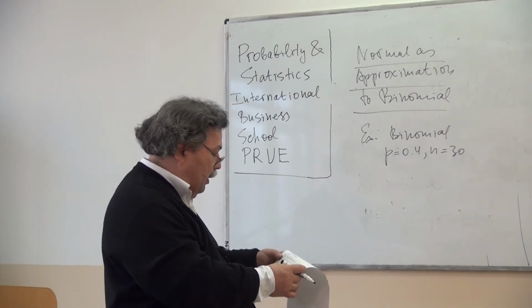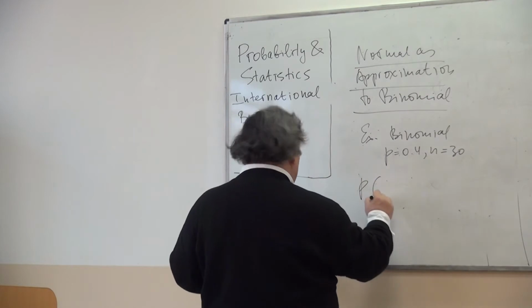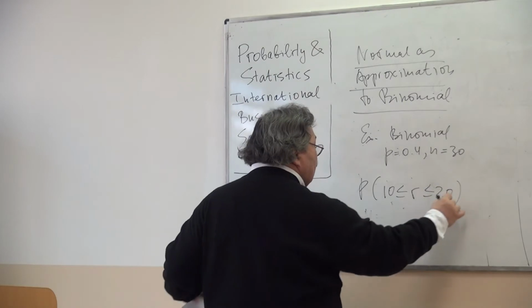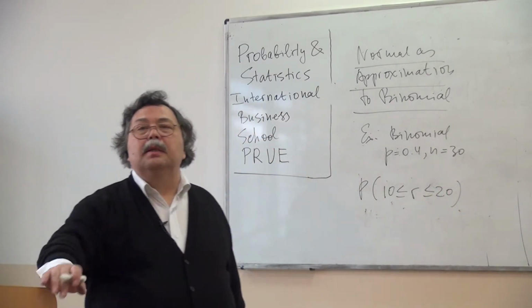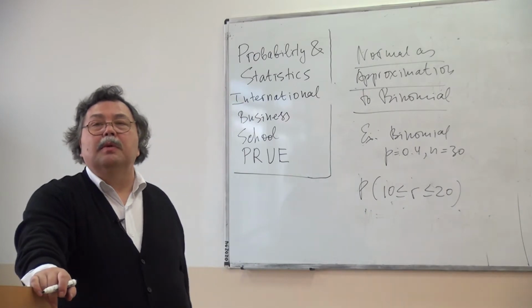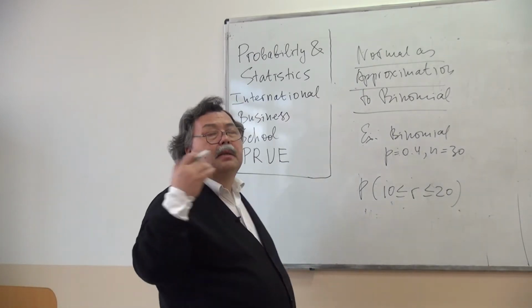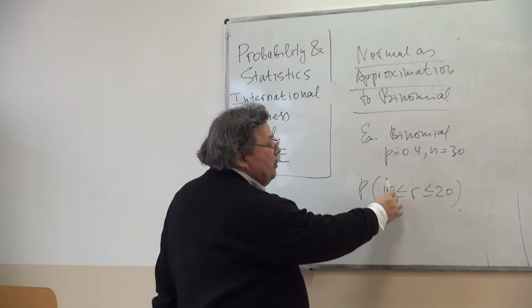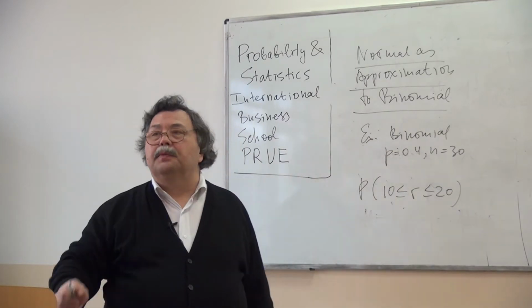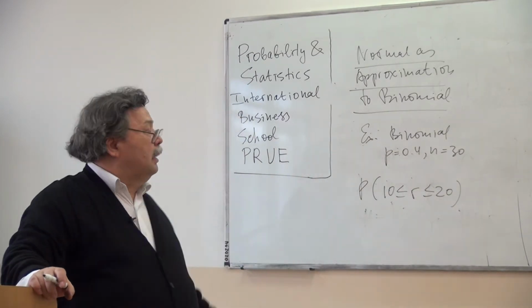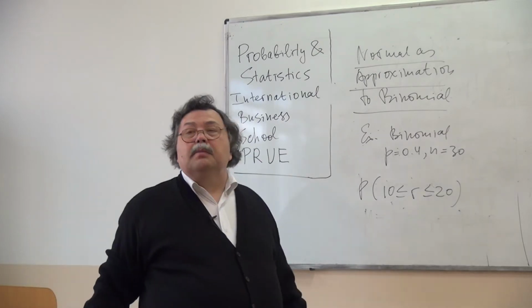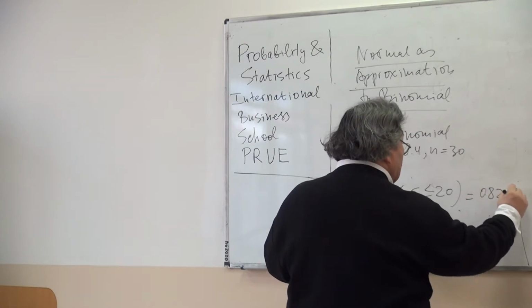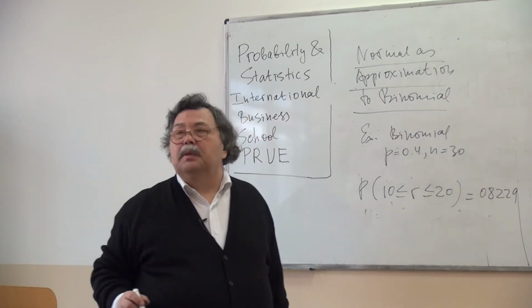Now, first, let's ask this specific question. What's the probability that the number of successes, or in terms of the random variable, what's the probability that the value of this discrete random variable is between 10 and 20 inclusive, okay, including the extreme values. And using the binomial distribution, we get this exact answer. So this is obtained from the binomial distribution.